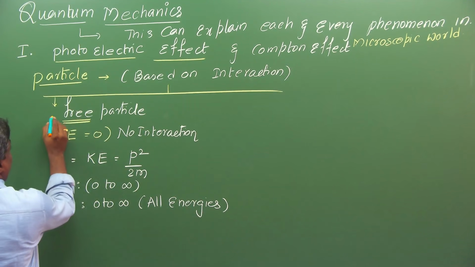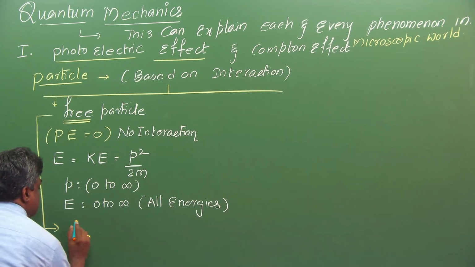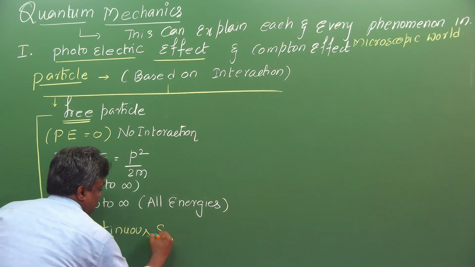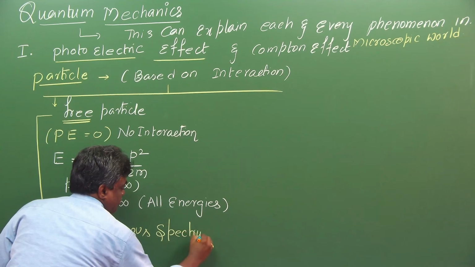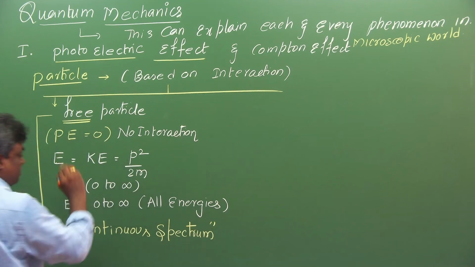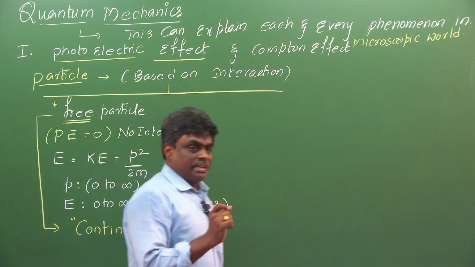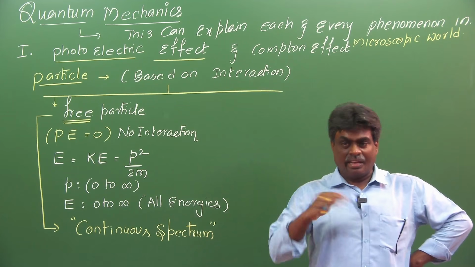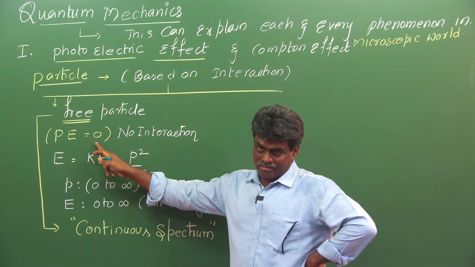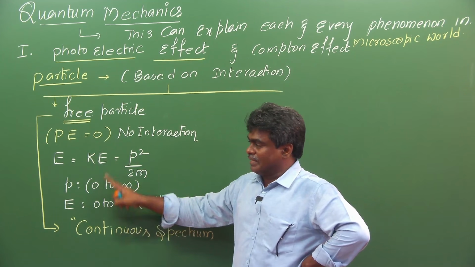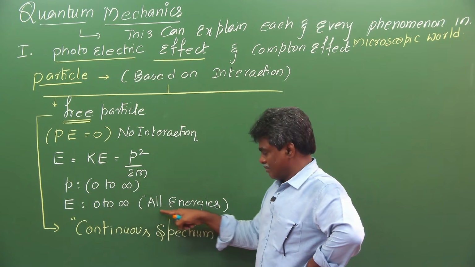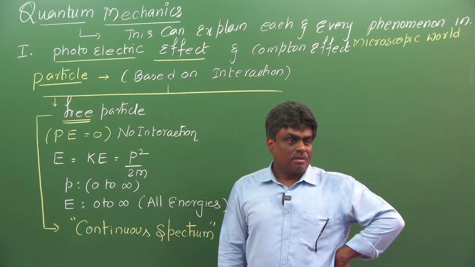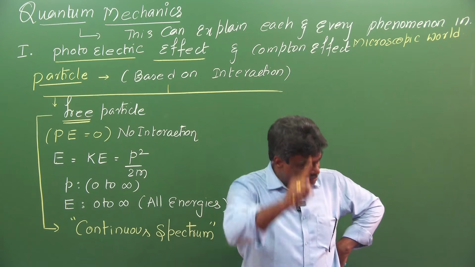Now tell me, free particle spectrum is? Whenever you say it's a free particle, what does it mean? It is not interacting with anything. Its potential energy is zero, and it has only kinetic energy. That's why the energy range is all energies, and that's why the free particle energy spectrum is continuous.